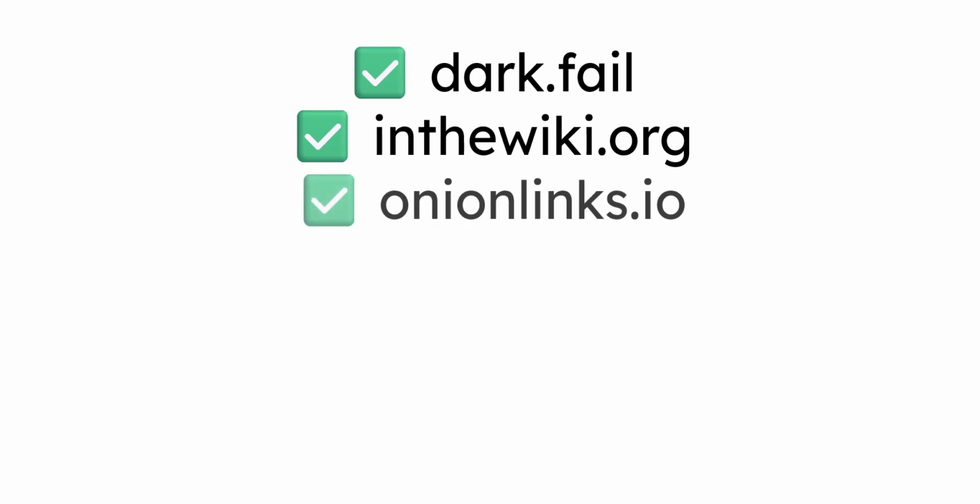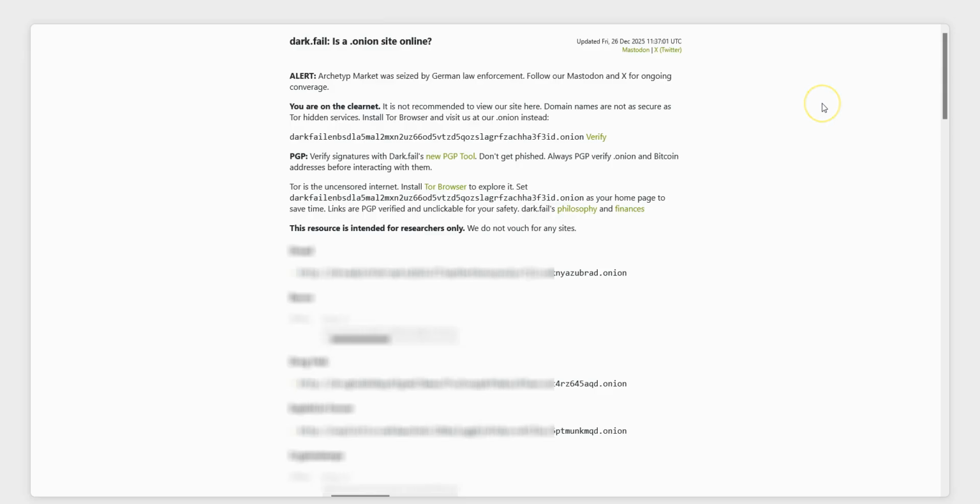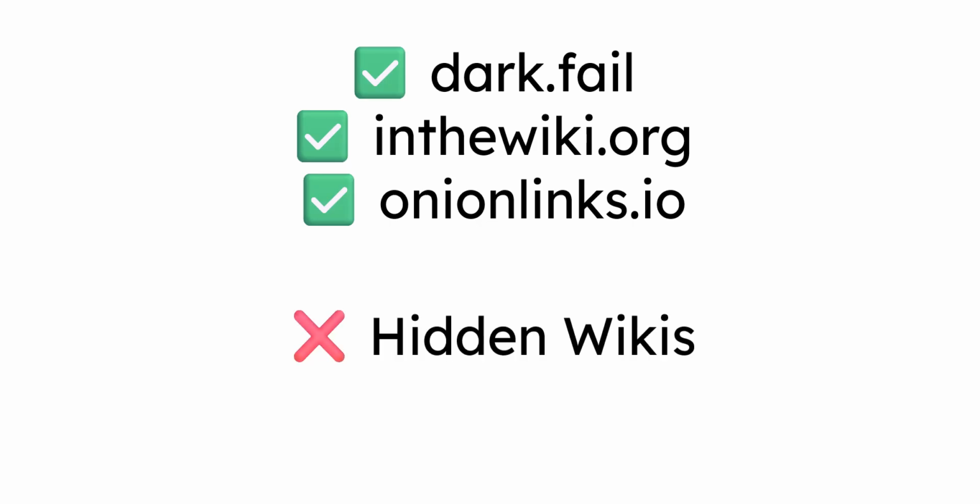Once Tor is launched, you can visit .onion link directories, such as dark.fail, the most reliable for checking authentic links, the hidden wiki.org, and onionlinks.io. These sites list various services, .onion search engines, forums, digital libraries, privacy resources, crypto tools, and more. Avoid hidden wikis whose links are not verified. Many of them redirect to scams or malware.